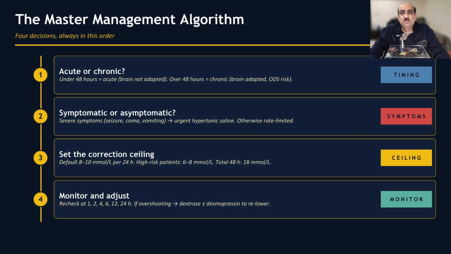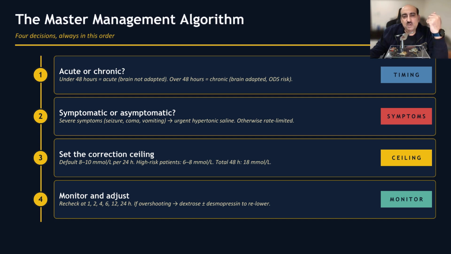The master management algorithm for hyponatremia: 4 decisions, always in this order, every patient. 2 relate to the patient presentation and 2 relate to the management. What are the 4 principles in terms of the names? Number 1, is it acute or chronic hyponatremia? Number 2, is it symptomatic or asymptomatic for my patient? Number 3, what is the correct ceiling that I have to set for correction of the sodium? Number 4, how to monitor and adjust the treatment accordingly.